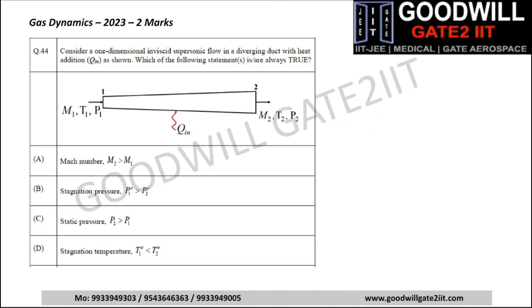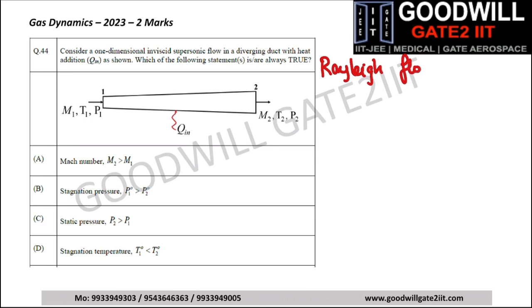Now coming to the next question, which is again a 2-marker, question 44. Consider a one-dimensional inviscid supersonic flow in a diverging duct with heat addition as shown. Which of the following statements is always true or are always true? So now there is a supersonic flow in a diverging duct. So let's consider two cases. One is supersonic flow in a diverging duct and one is supersonic flow with heat addition. Now if we consider supersonic flow with heat addition, that would become Rayleigh flow.